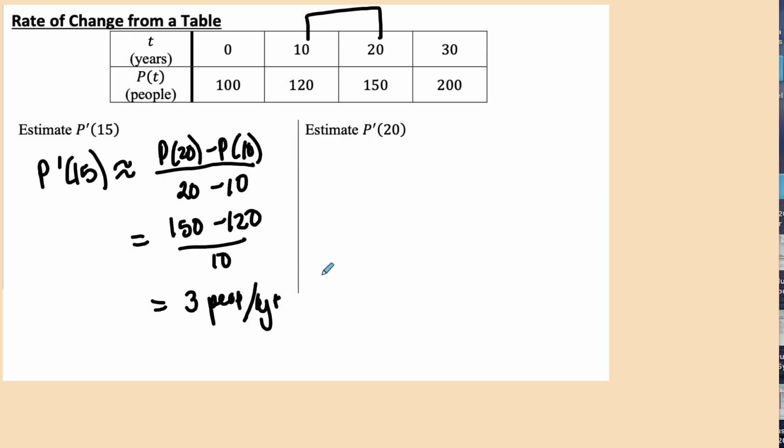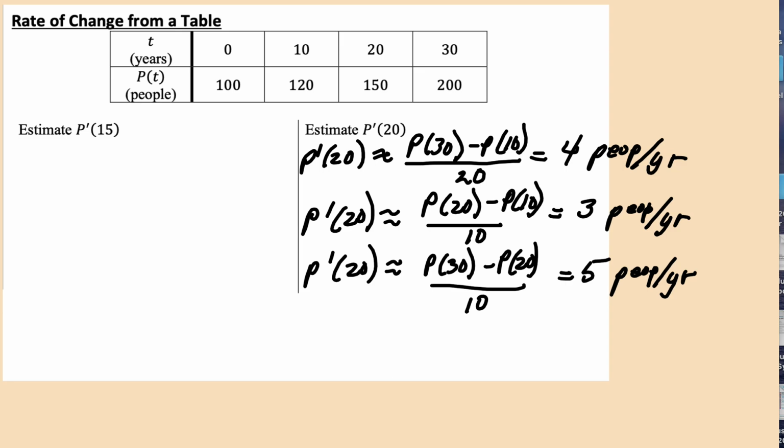Okay, so now to estimate P prime of 20, notice that 20 is given in our table. And we have some options. We can use the numbers around 20, or we can actually use 20 itself. Let's take a look. If I use the numbers around 20, I will do P of 30 minus P of 10, all divided by 20, and that'll be 4 people per year.